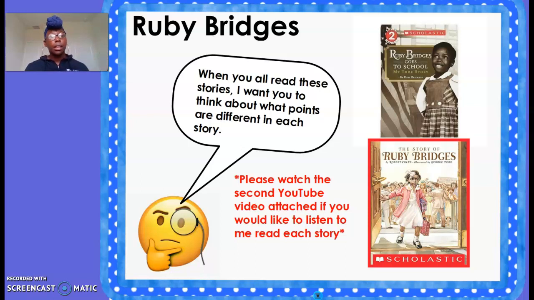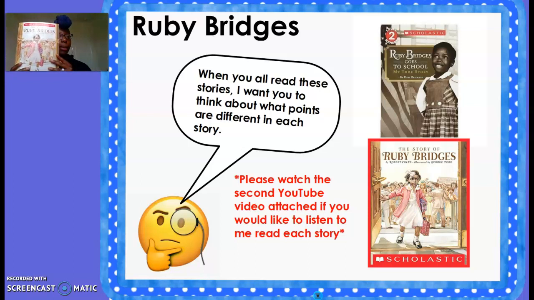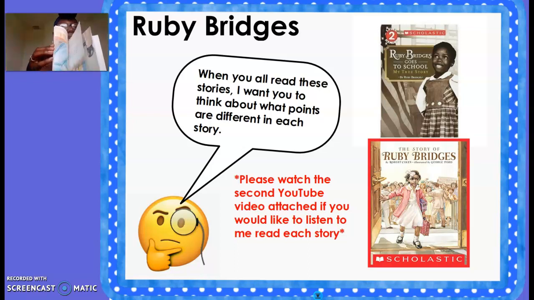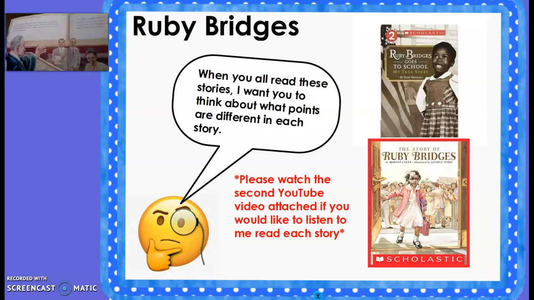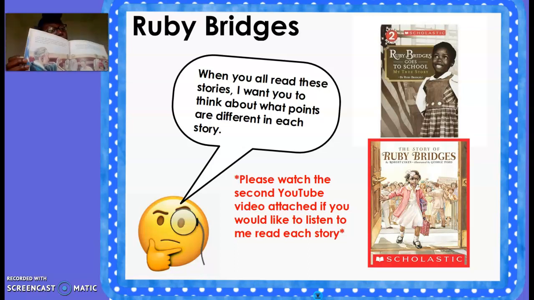So what is unique? Here's an example. This Ruby Bridges story, when you read it, you're going to see that it has real photographs, and this story is written by Ruby Bridges. So it's a lot different than this story that's written by Robert Cole. This story has illustrations. They're pictures that aren't real, and they're drawn and colored by George Ford.